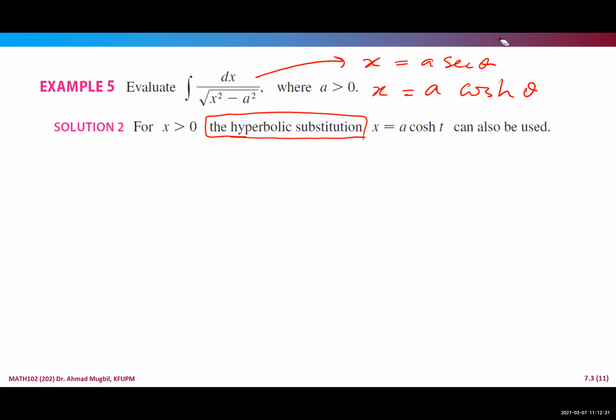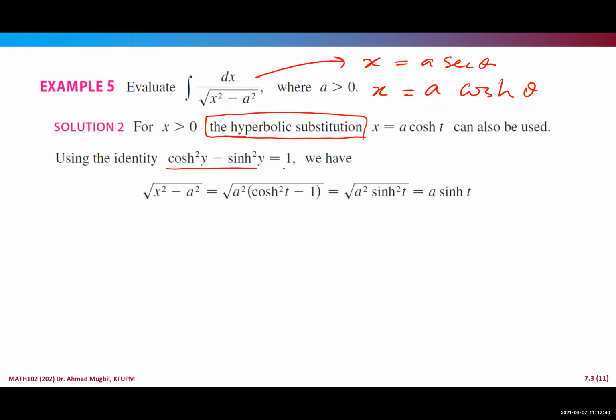We will see why. Now, why cosine? Why not sine t? Why not sine hyperbolic? The reason, indeed, is this identity. We use this identity. Okay?